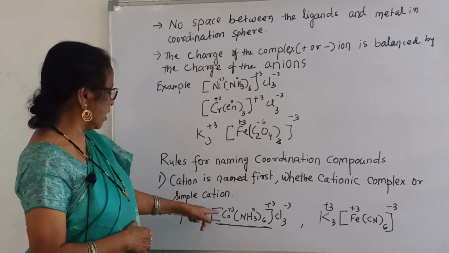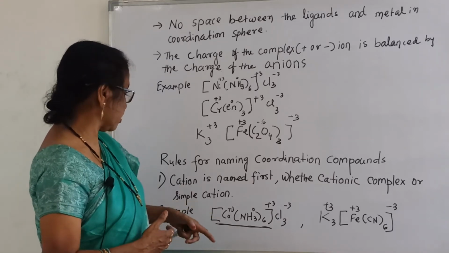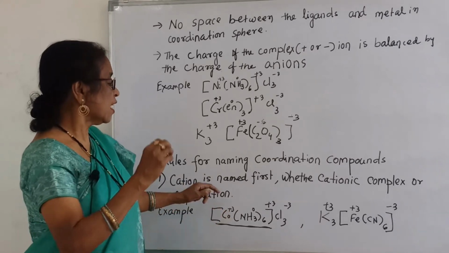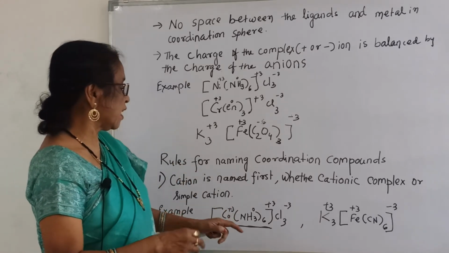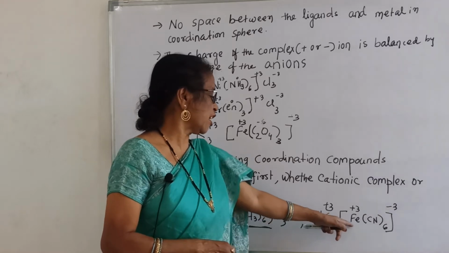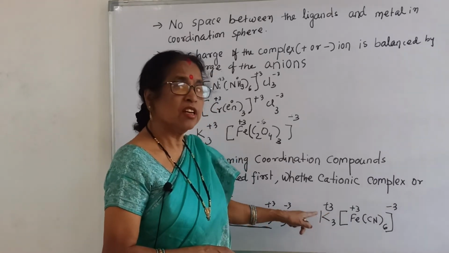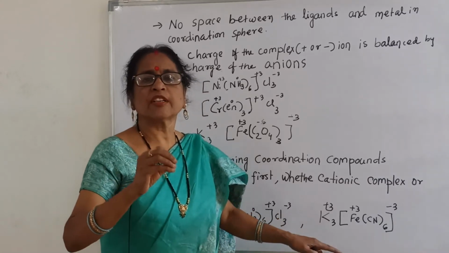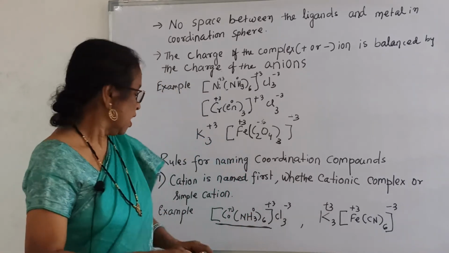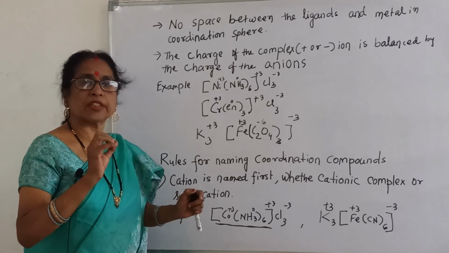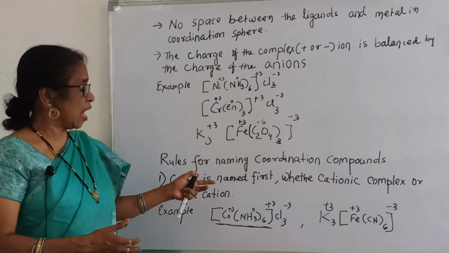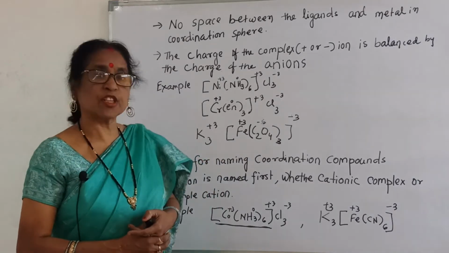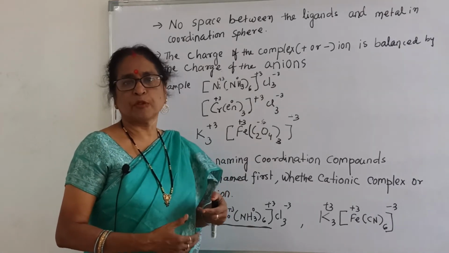Then how do you know which will be named first? That means the cation is cobalt plus 3, which should be named first. And here, though it is an anionic complex, this is the cation, potassium plus, that is the cation. So first you will write potassium. Here first you will write cobalt. And how can you name? I will come to that point. Next, I am going to proceed with the rules for the nomenclature of coordination compounds.